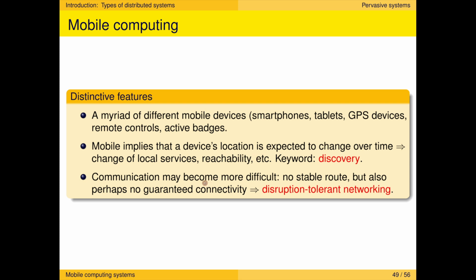And the communication may be difficult at times, so you may not have stable routes because you're moving, so the route is continuously changing. So therefore, the quality of service is also changing. You may even have times when you're not connected at all. So we should have some disruption tolerant networking.